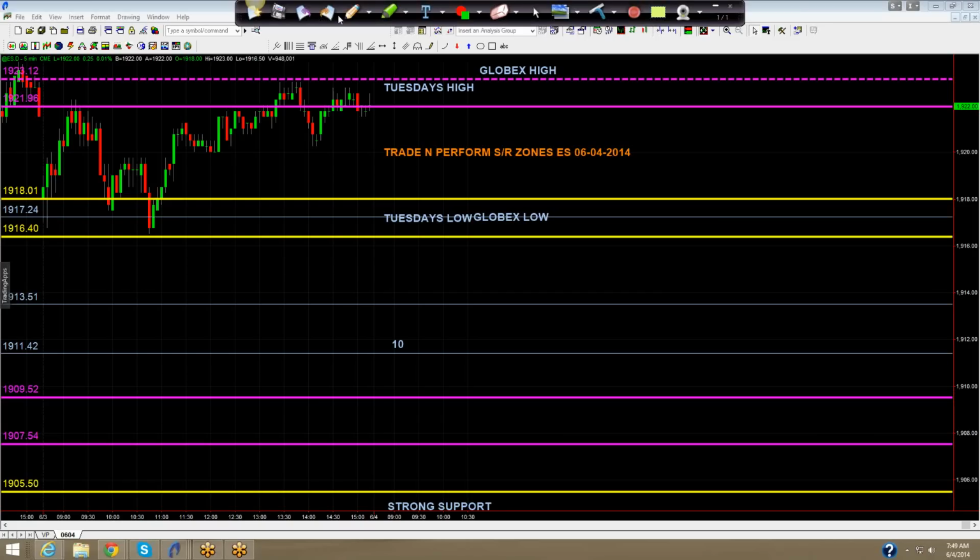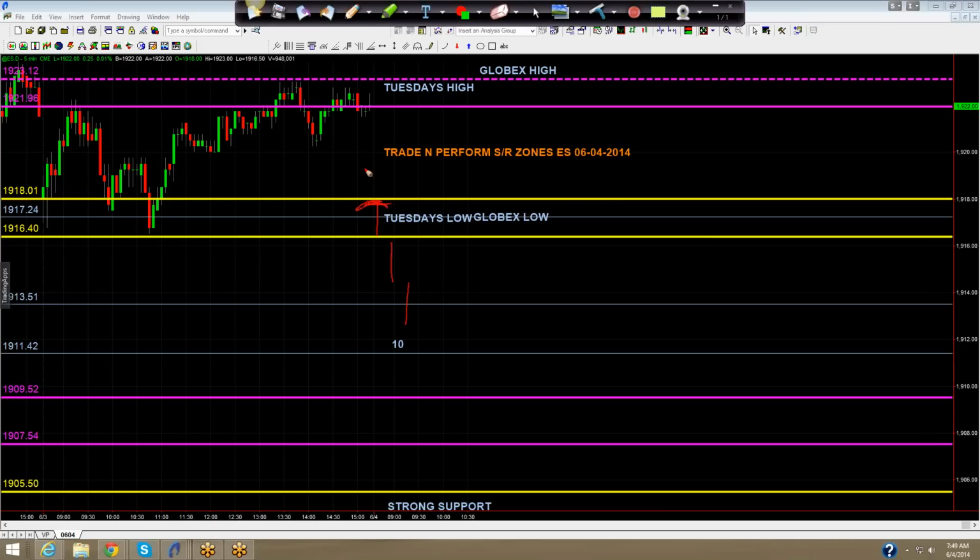There we go. And so the open drive lower would have us opening at approximately right here, and then a traditional or picture textbook open drive lower would have us with 3 bars down, right, with the first bar marking the high for the day. So that would be the first indication.